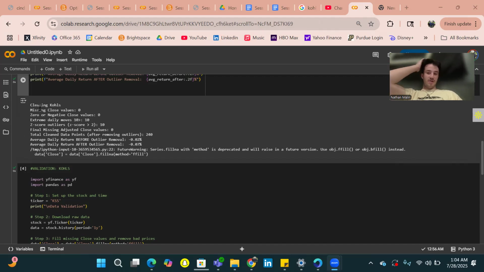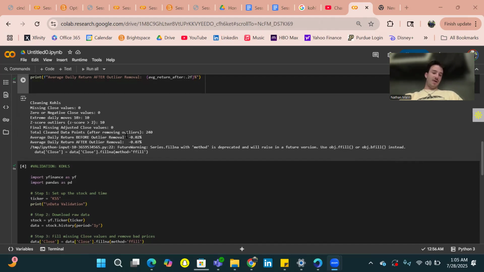So basically, I chose a stock because of last week's high volatility. There's 10 trading days already where this stock really moved over 10%. And the Z-score said the same exact thing. So this clearly had to be cleaned. So before there were 250, and after cleaning it, there were 240 trading days.